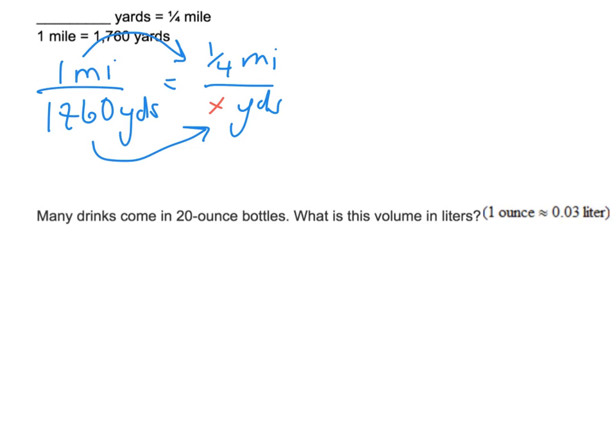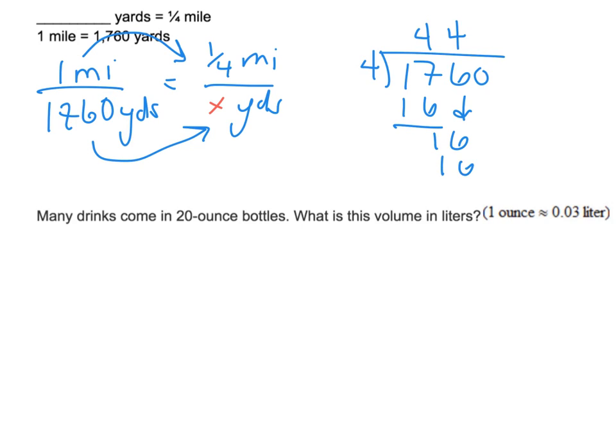1,760 divided by 4. And remember, if you don't know how to do this kind of division off the top of your head, that's okay. Just make sure that you work it out. 4 goes into 17 4 times. 4 times 4 is 16, which leaves us with 1. Bring down our 6. 4 goes into 16 4 times. 4 times 4 is 16 again. Bring down our zero. 4 goes into 0 times. And we have 440. So that means x is equivalent to 440 yards. In other words, 1/4 of a mile is equivalent to 440 yards.